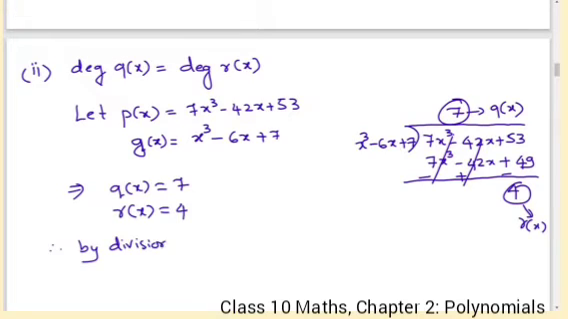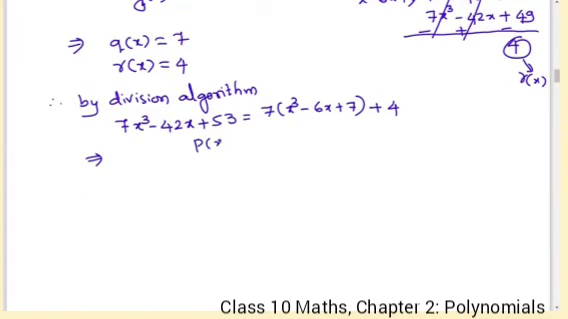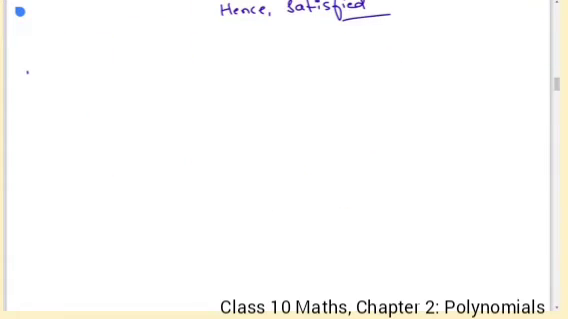Therefore by division algorithm, here 7x cube minus 42x plus 53 is equal to 7 into x cube minus 6x plus 7 plus 4. So it is in the form of p of x is equal to q of x into g of x plus r of x. Here degree of q of x is equal to what? See here, degree is 0 and remainder degree is also 0. Here it satisfies the division algorithm.